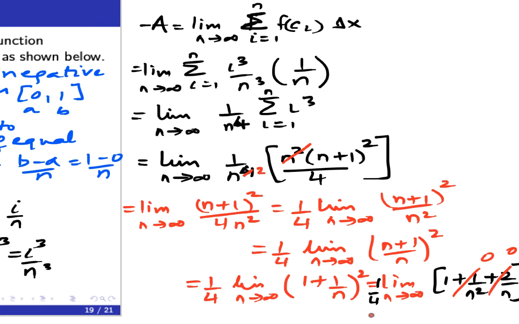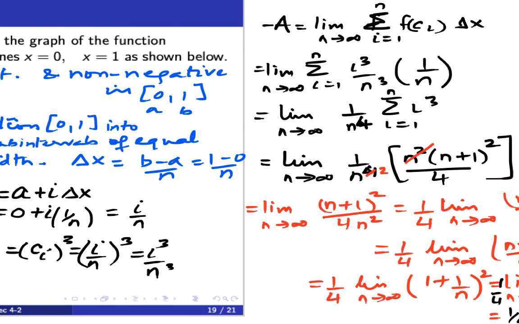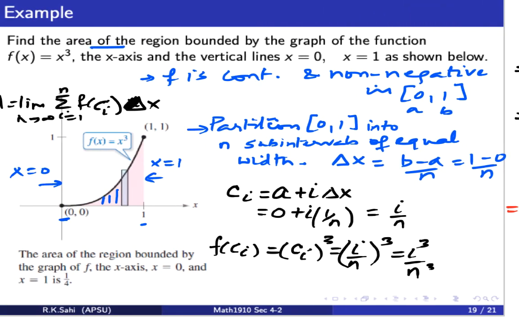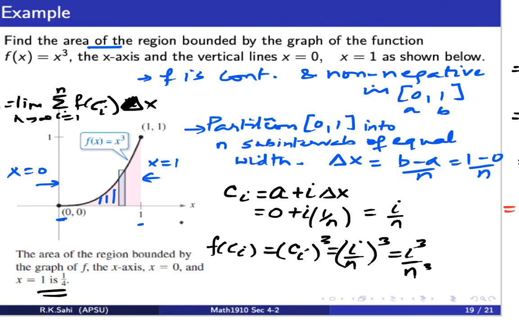So what is the final answer then? It is simply 1/4, since the limit of 1 is simply 1. Okay, and that's exactly what was given to us as the answer. It says the area under this curve for x cubed from 0 to 1 is 1/4. Here it is, guys. You see this answer? And that's exactly what we got.